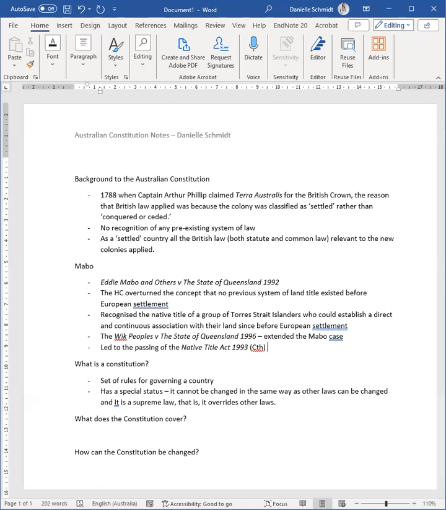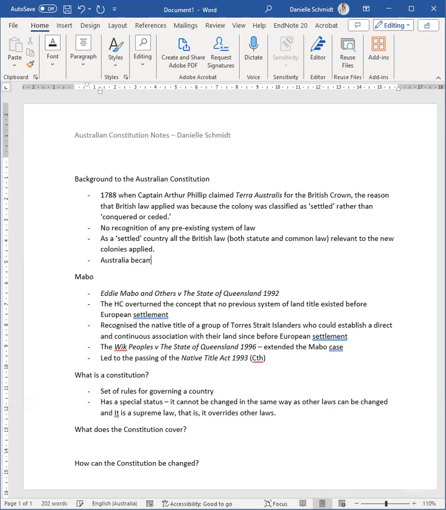Economic factors, as well as fear of invasion by other nations, were instrumental in a push towards unification of the colonies. And after a series of constitutional conventions in the 1890s, Australia became a nation on the 1st of January, 1901. So let's write that one down.